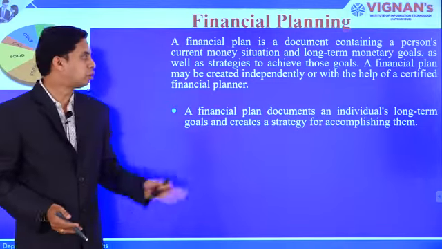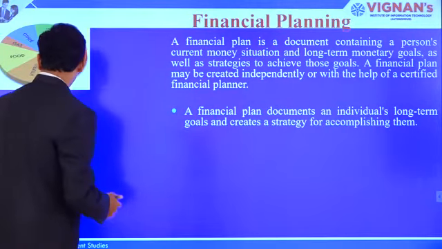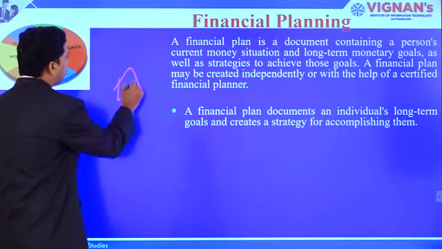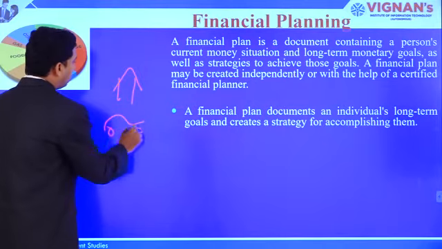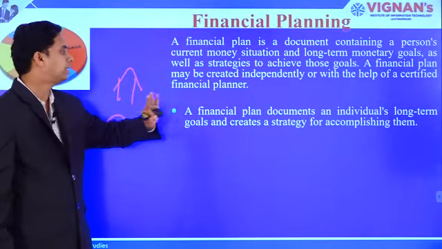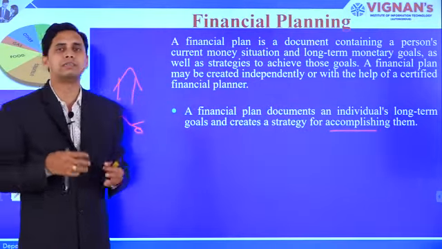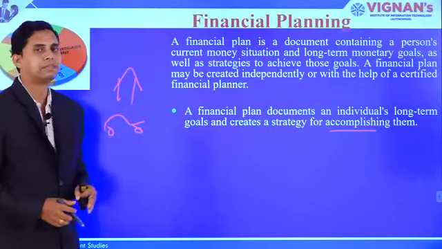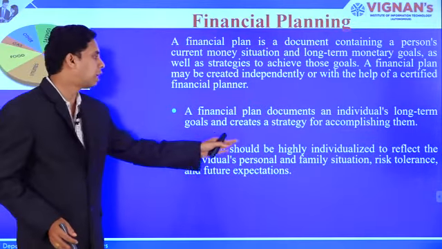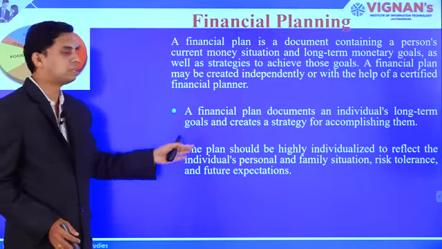So the financial plan documents an individual's long-term goals and creates a strategy. As we just discussed, the individual's long-term goals, like buying a home or buying a car, will be decided, and it also creates a strategy for their accomplishment. So we create a strategy for the way we try to achieve these targets, which is also included in this financial plan. The plan should be highly individualized to reflect the individual's personal and family situation, risk tolerance and future expectations.